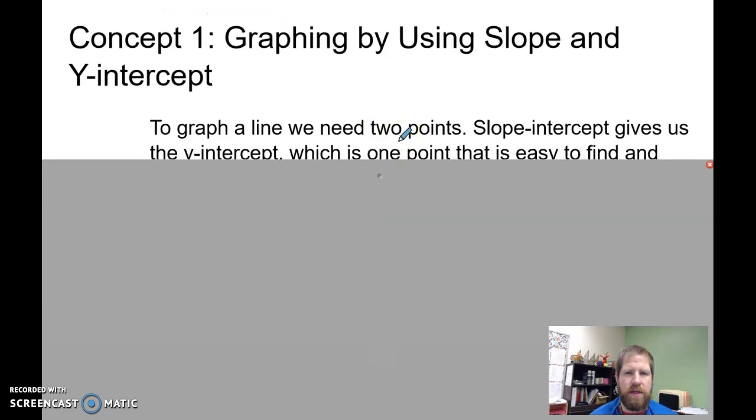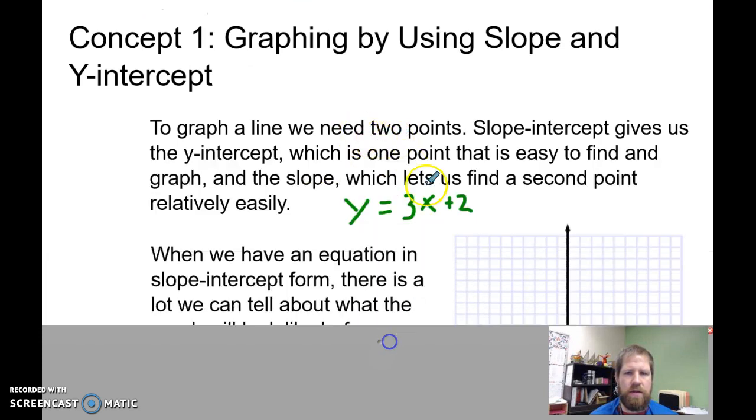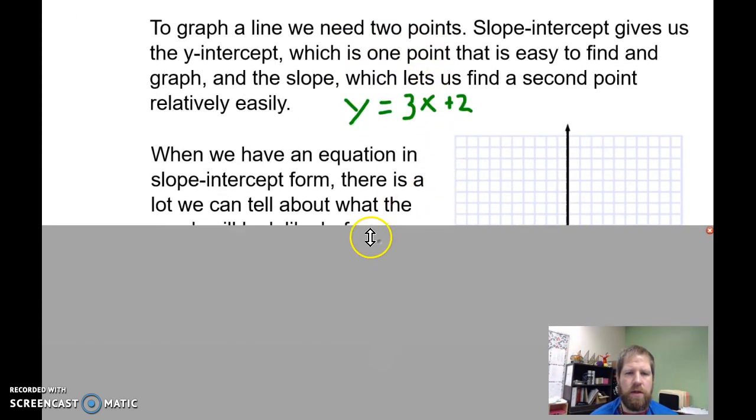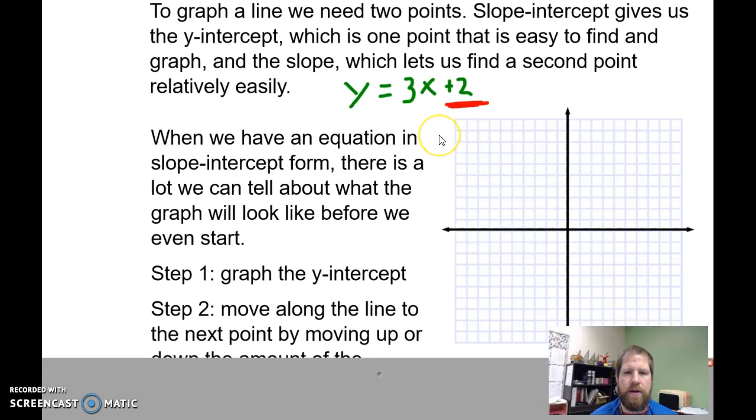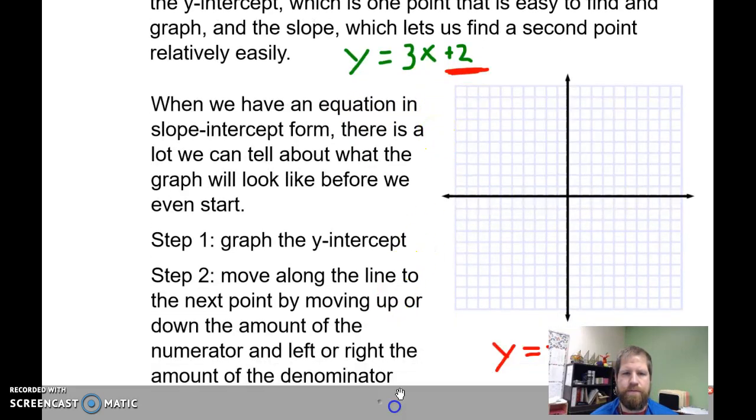So our first concept is graphing using that slope and the y-intercept. To graph a line, we use 2 points. Okay? The slope-intercept form gives us 1 point. It gives us our y-intercept. Okay? And then we can use the slope to find that second point. All right? So first step is find that y-intercept. It's a positive 2, so it's going to be at x is 0, y is 2.